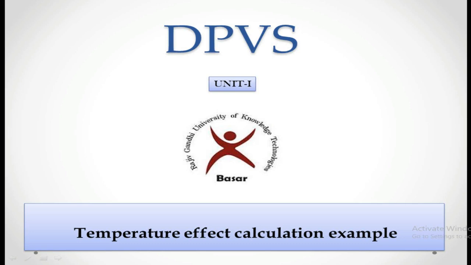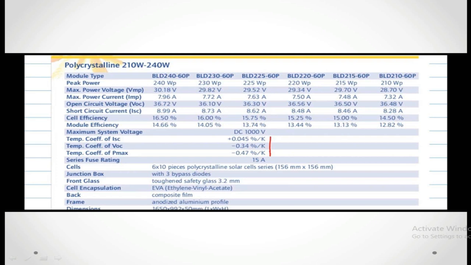Okay, so let us try to see our data sheet parameters here. Here you can see the temperature coefficients of ISC, VOC and Pmax are given here. This temperature coefficient of short circuit current is given as plus 0.045 percentage per degree Kelvin. That means it is positive. So that is denoted with alpha I here. So the ISC temperature coefficient is denoted with alpha I.